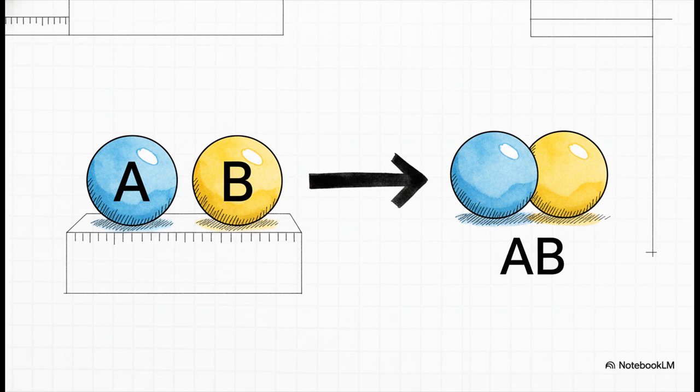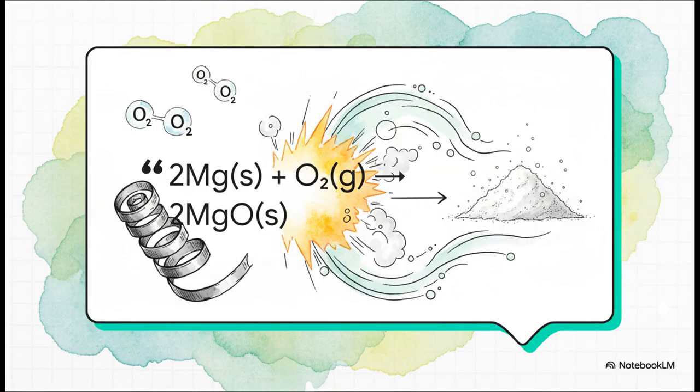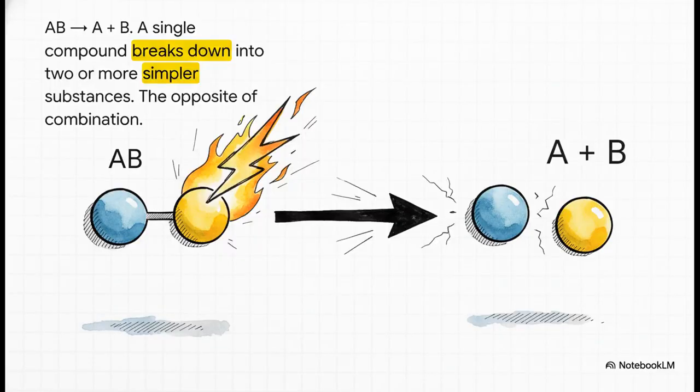You take 2 or more simple things, let's call them A and B, and you combine them to build one single, more complex thing, AB. It's the ultimate building block reaction. A perfect example of this is when you burn a magnesium ribbon. It reacts with the oxygen right out of the air in this dazzling, super bright flash of light. The 2 separate elements, magnesium and oxygen, combine to form one single new compound, that white powder magnesium oxide. See? A plus B gives you AB. Simple as that.